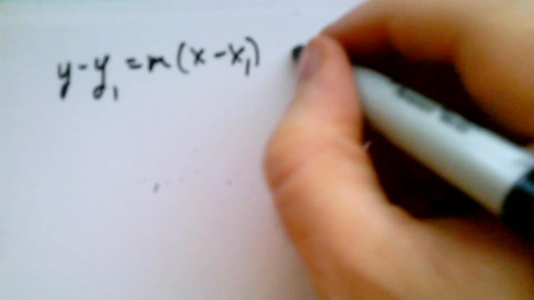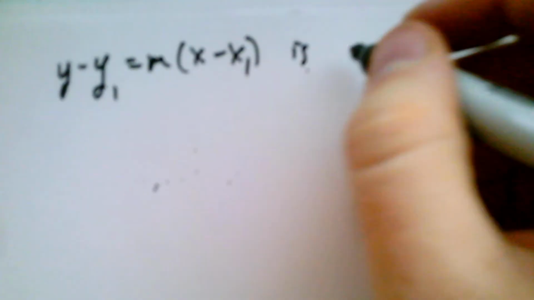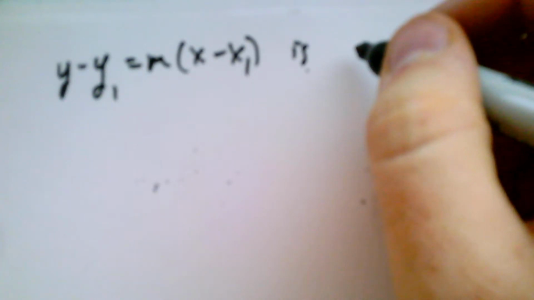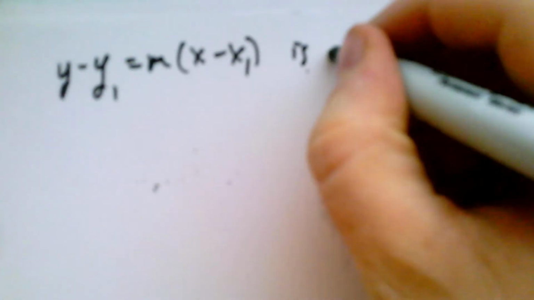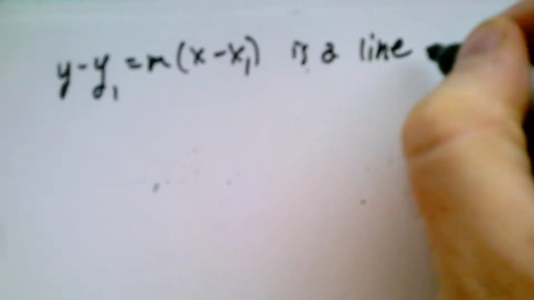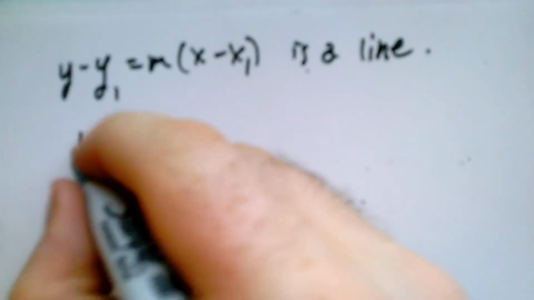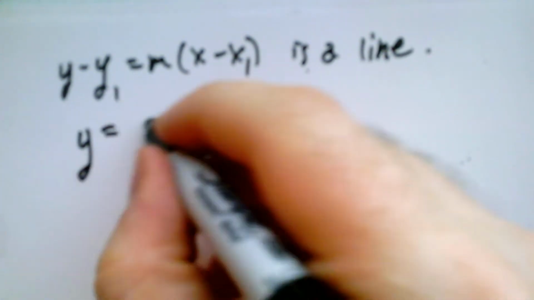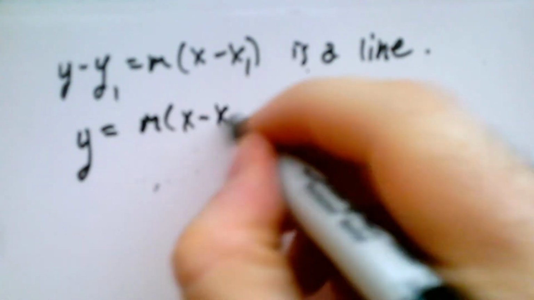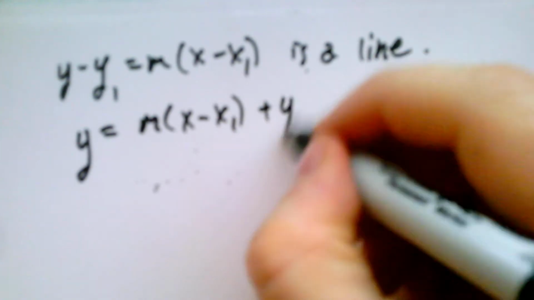So first thing to prove, that y minus y1 equals m times x minus x1 is able to be written in slope-intercept form. So is a line, as we've defined a line so far. So let's rewrite this as y equals m times (x minus x1) plus y1.